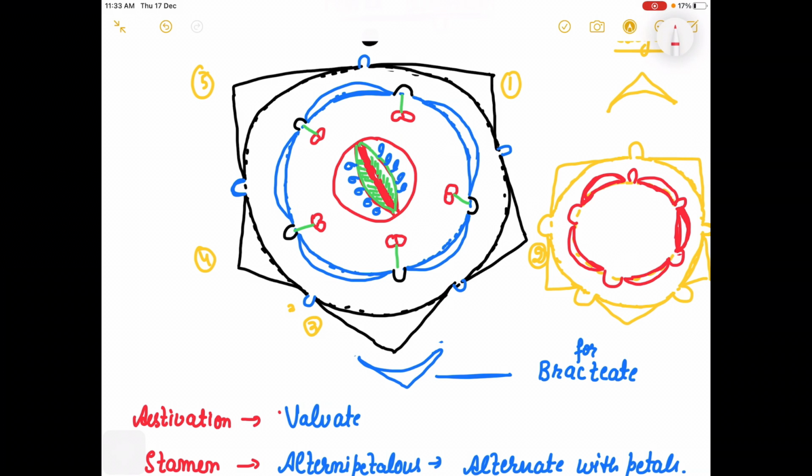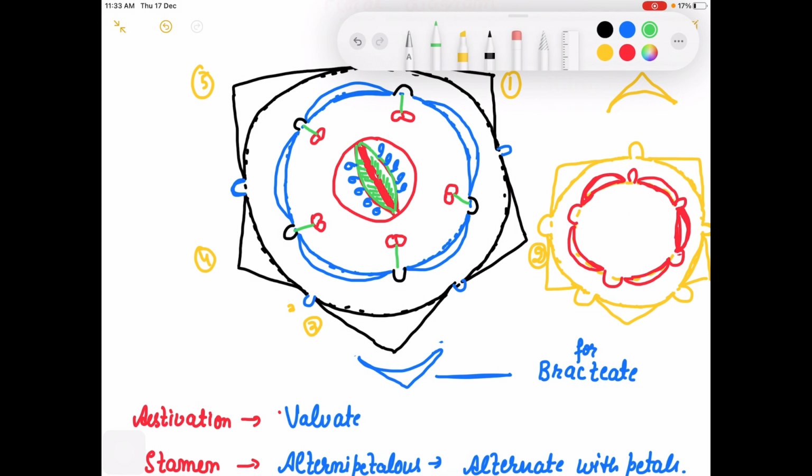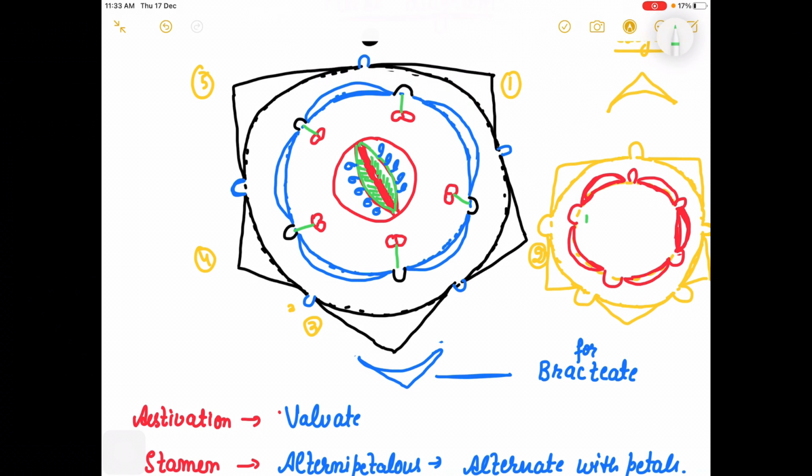5 petals. Now as you can see here, the next thing you have to draw is the stamen, and again the number is 5. So they are alternipetalous here. Alternate to petalous. 1, then 2, then 3, then 4 and 5, right? These are alternate to petalous, and because they are attached to the petals, so we are going to attach them to the petal. This thing is clear.